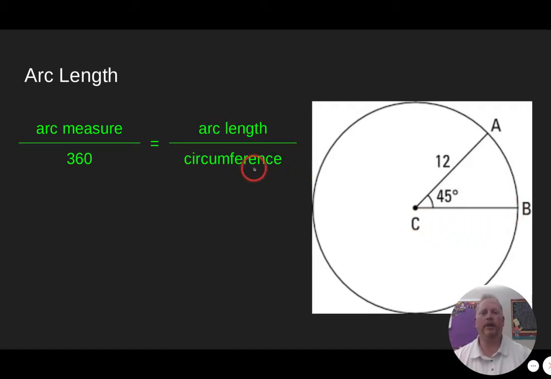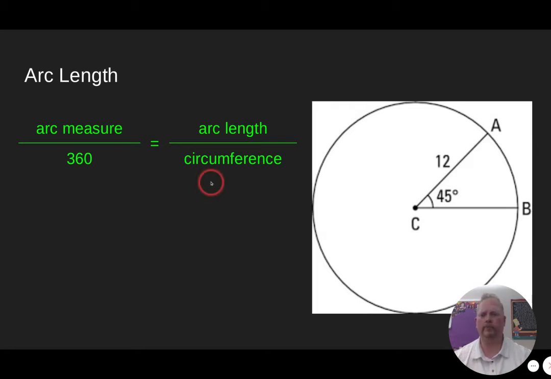So then what we do to finish up this proportion is we'll put the arc length on top and then the circumference in the denominator. So if what I said didn't make any sense right there, just get this formula. The measure of the arc over 360 is the arc length over the circumference. So the partial over the whole equals the partial over the whole.